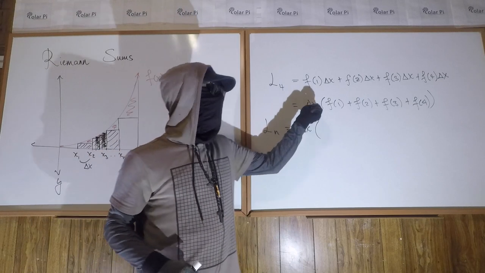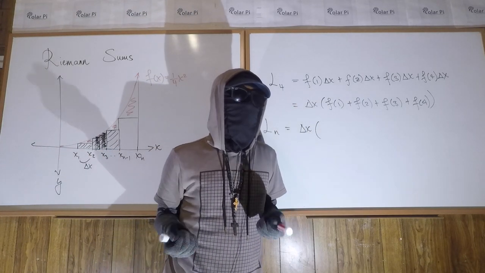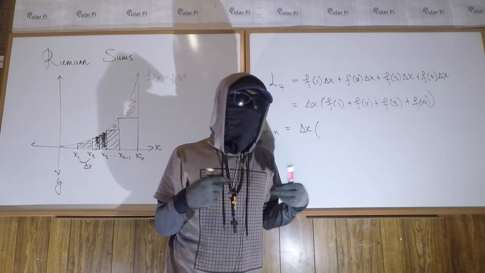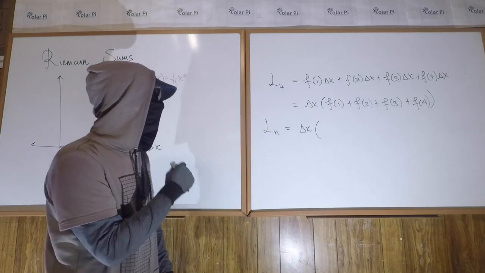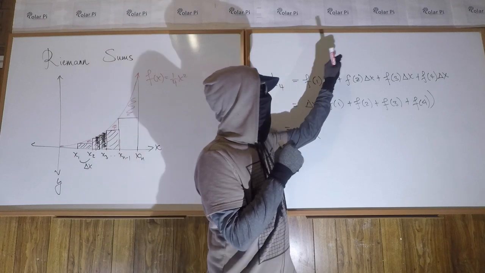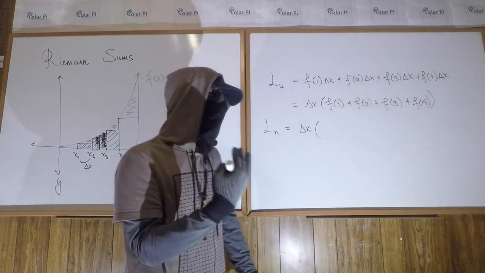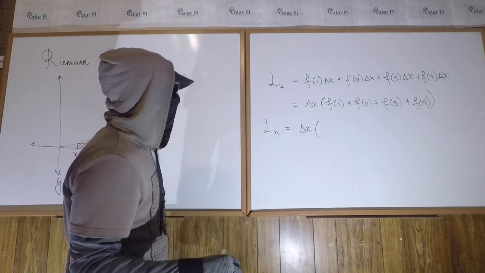And in our example, the delta x was 1, so that was a little trivial. Usually it's not 1, and if it's not 1, it's easier to see how you factor it out. If it's 1/2, you can see 1/2 everywhere, so you know to take it out, but you get it.